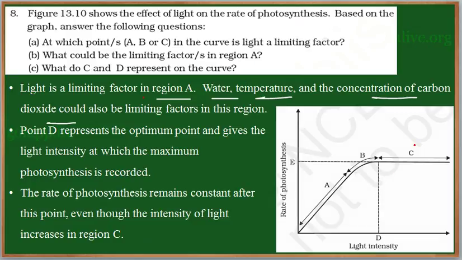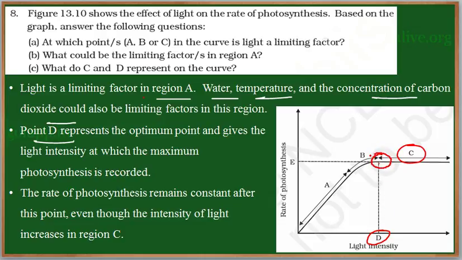Now the next question. What do C and D represent on the curve? Now the point D. This point D represents the maximum point and gives the light intensity at which the maximum photosynthesis is recorded. Now if you see here, this is the highest peak. As photosynthesis is increasing, this is the highest peak and from here it becomes constant.